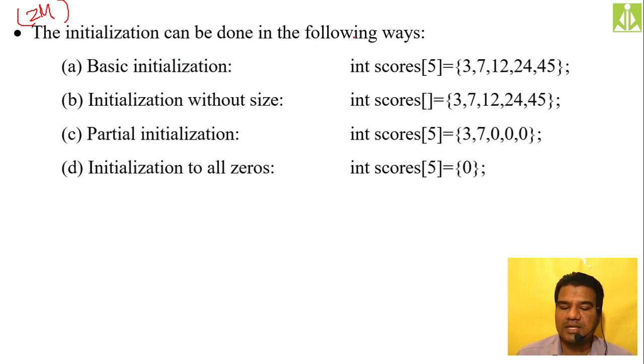So for basic initialization, how do we do it? We take the array name, that is scores, then the data type, which is integer, and specify the size, that is 5. If you do it this way, how many elements can this array take? It can take 5 elements: 3, 7, 12, 24, 45. Like this, you are specifying all elements, not more, not less. You have 5 elements and you are assigning 5 elements. So this is basic initialization.